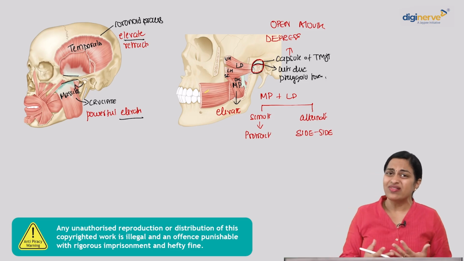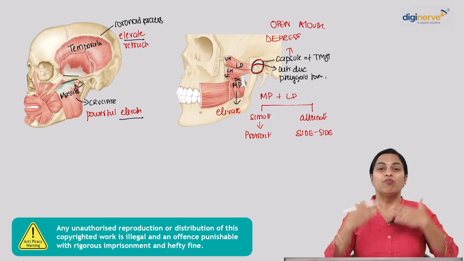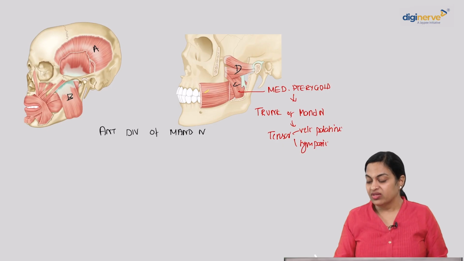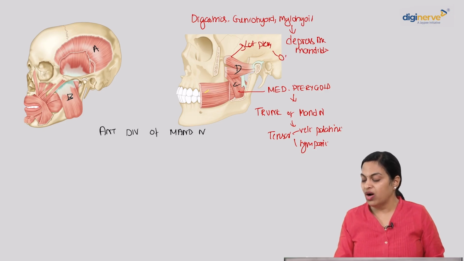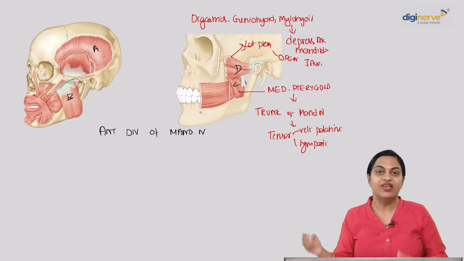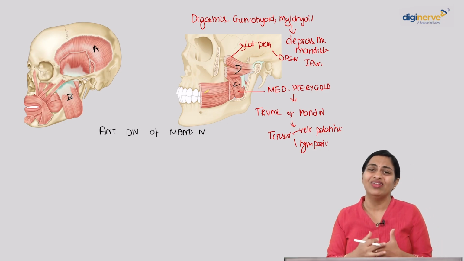Do you know any other muscles that can help you open the mouth? The suprahyoid muscles. So what are they? The digastric, the geniohyoid, the mylohyoid, right? They will also help to depress the mandible along with the lateral pterygoid to open the mouth, right? So please make a note of it. It is important. This is a very, very, very high yield topic which you're definitely going to get a question on. Okay. So this is just for your understanding.